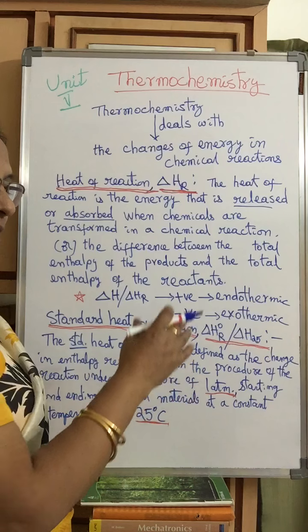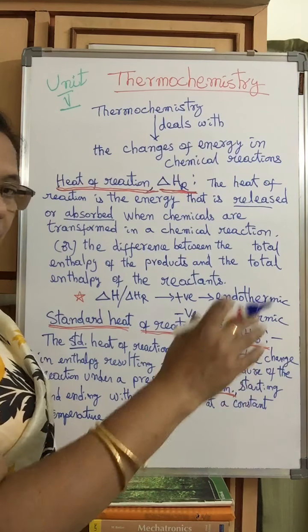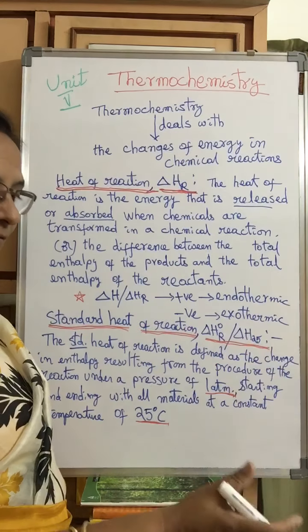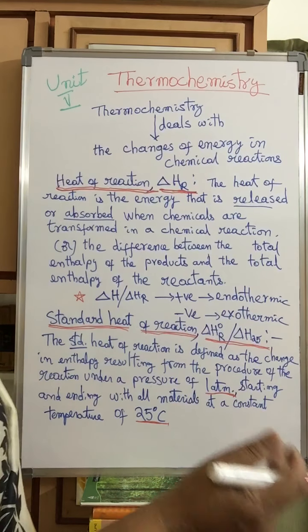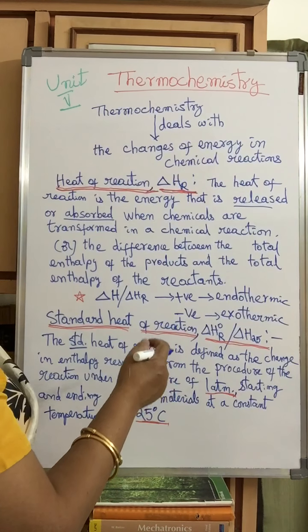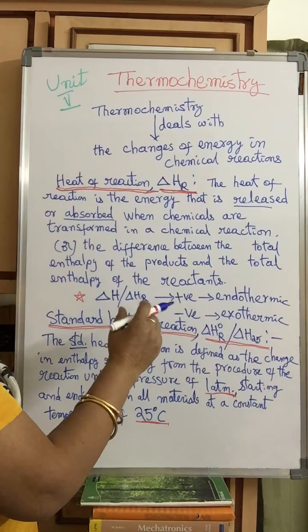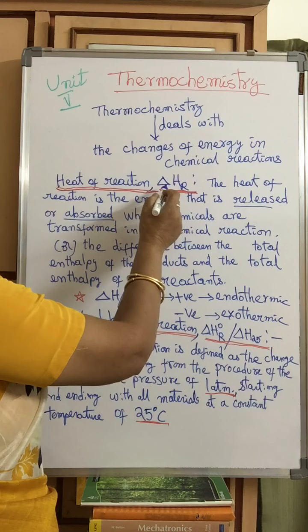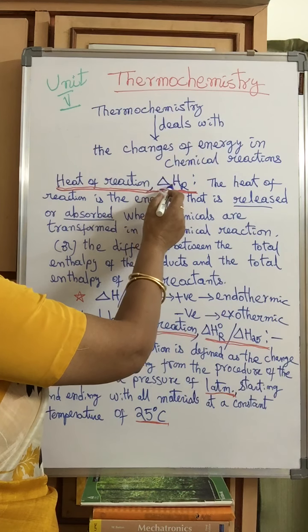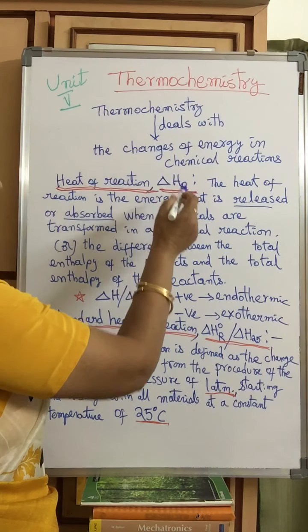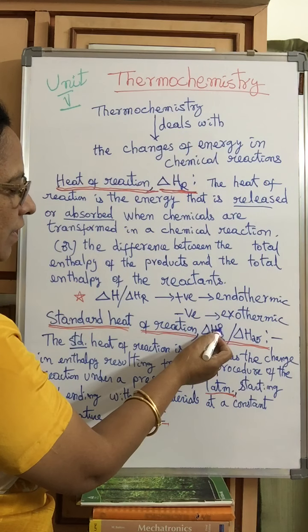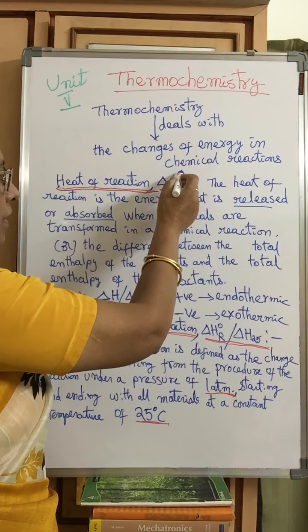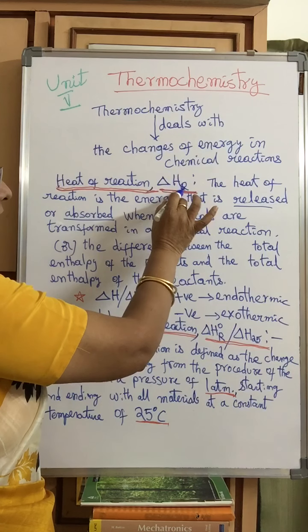So what is the total enthalpy of the products? What is the total enthalpy of the reactants? What is the difference? That difference is nothing but the quantity of heat that is evolved or absorbed during the reaction. That is called heat of reaction, and it is represented by delta HR. Okay, delta HR naught is different. Please make out the difference between these two. Here, naught is not there, just delta HR.